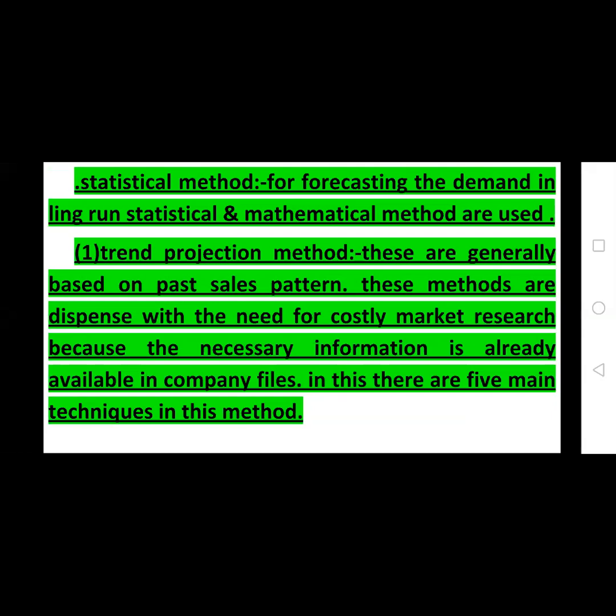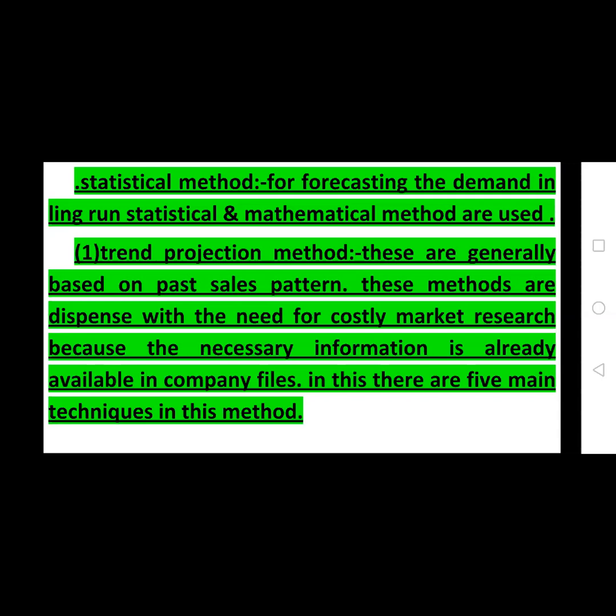In the statistical method, the first method is the trend projection method. These are generally based on past sales patterns. The trend projection method mainly depends upon the company's past data. A company's past data is very helpful for estimating the future demand for a product. These methods are dispensed with the need for costly market research, because the necessary information is already available in company files. There are 5 main techniques in this trend projection method.